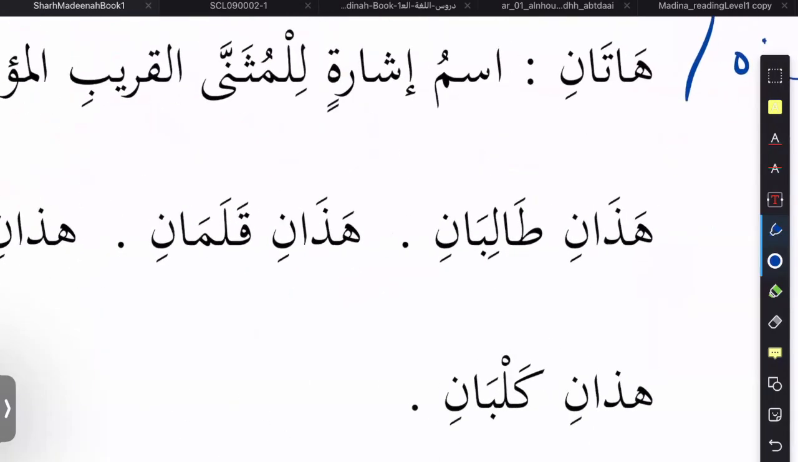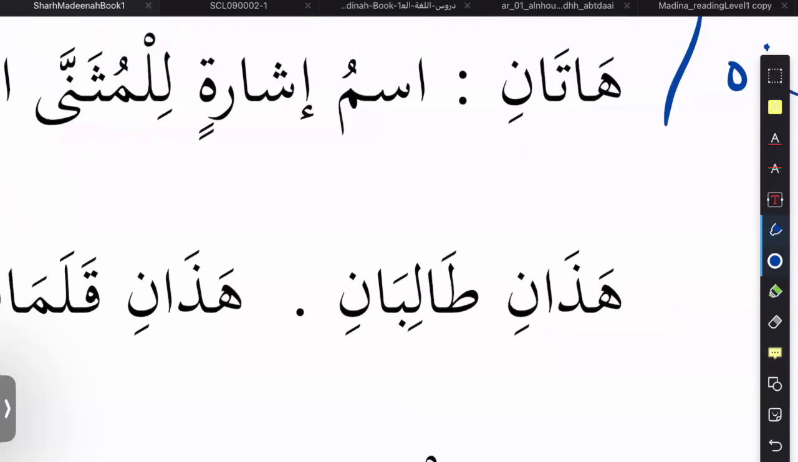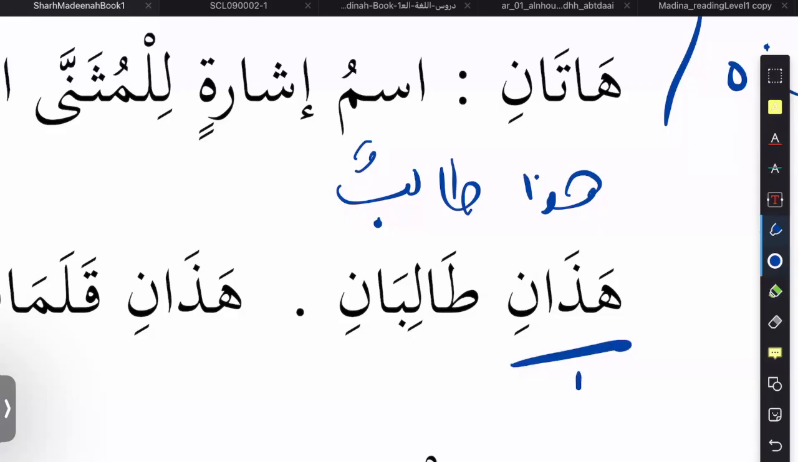So how do we use it? We say hadani talibani. Singular version would be hada طالب. We've done it. Now, هذا طالب means this is a student. So how do we say these are two students? We say هذان طالبان. So this is a dual, and we have to make predicate dual as well.